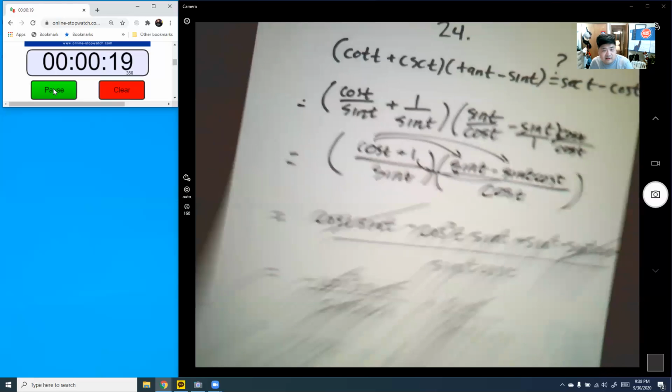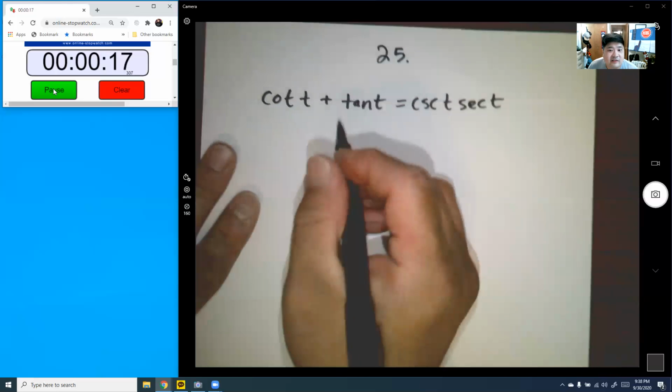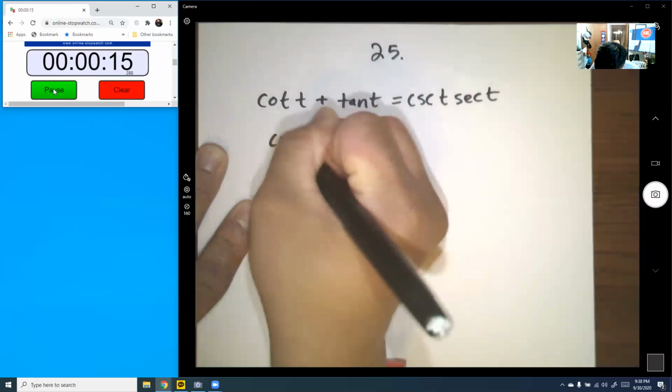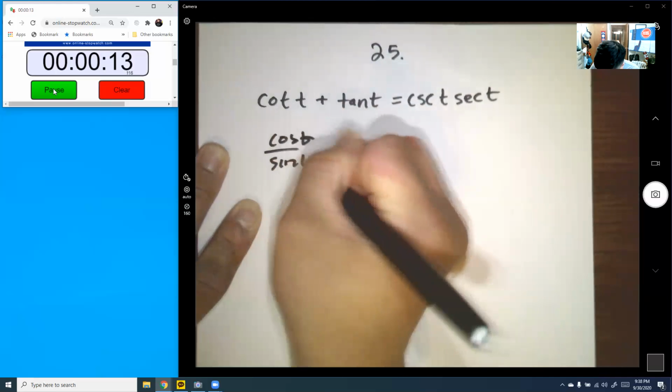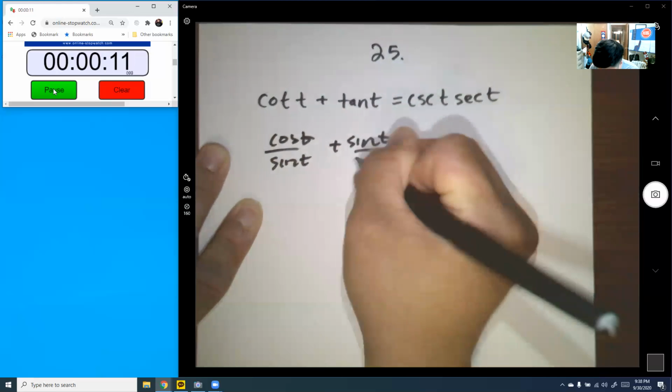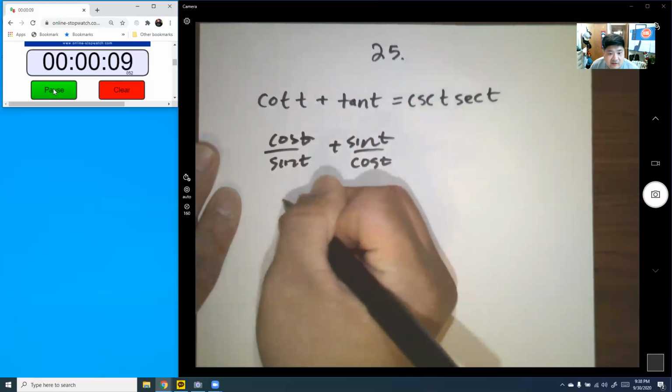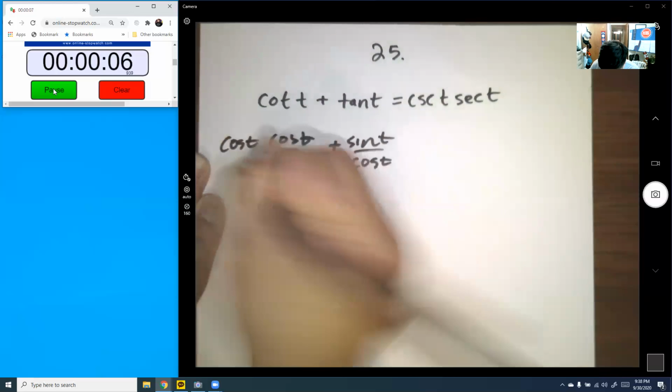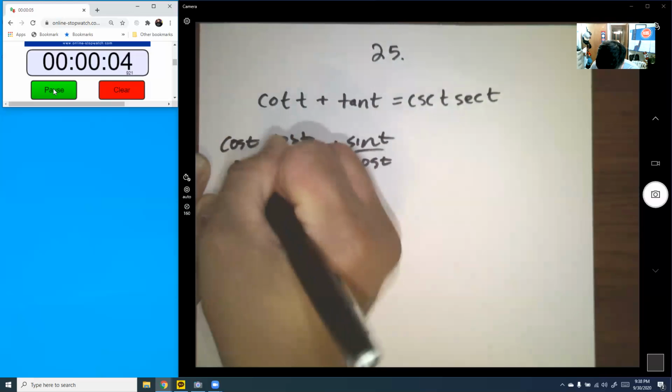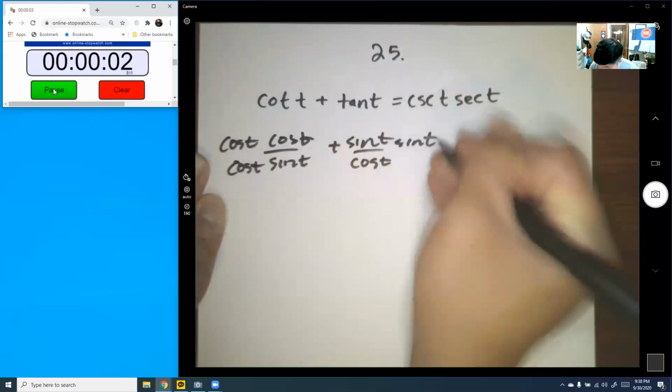All right, last one in 19 seconds. Cotangent t plus tangent t. This is cosine of t over sine of t plus sine of t over cosine of t. And then I'll find a common denominator, cosine of t, sine t.